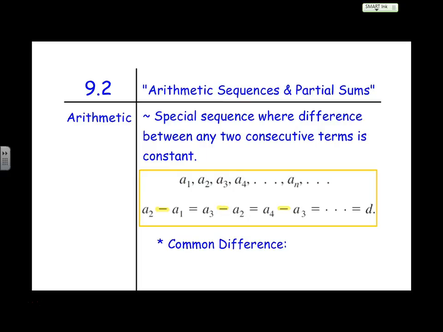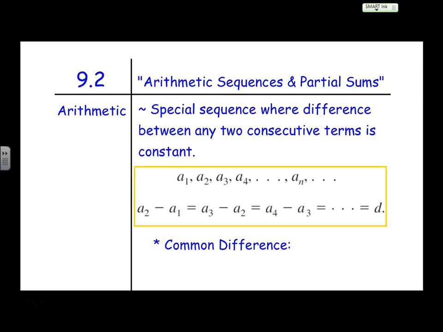And what are they saying is true about all of these differences? Look at the English, and the English says they're common. Look at the math, and the math says they are equal. So what's special about an arithmetic sequence is that the differences between, wait a minute, what terms are they subtracting? Can you guys tell?